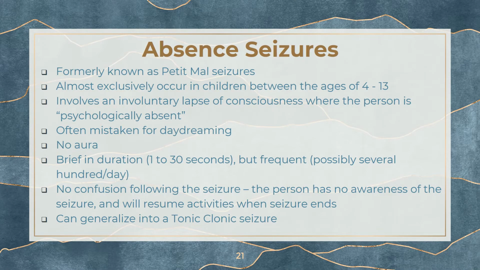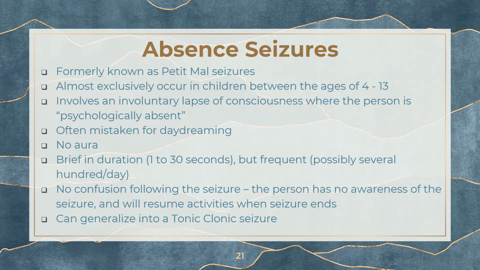Absent seizures were formerly known as petit mal seizures. They commonly occur in children between the ages of 4 and 13. With this type of seizure, the person experiences an involuntary lapse of consciousness where they are psychologically absent. The seizure may be mistaken for daydreaming. The person does not experience an aura, and the seizures are very short, from 1 to 30 seconds in length, but the person could experience several hundred a day.